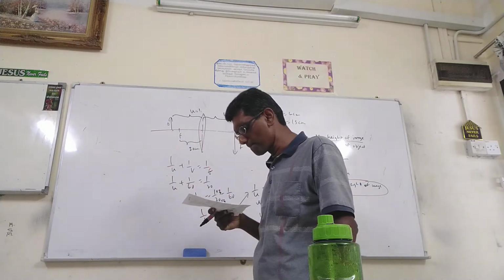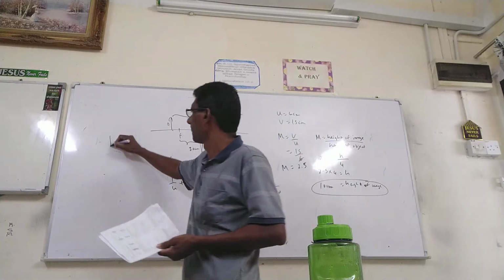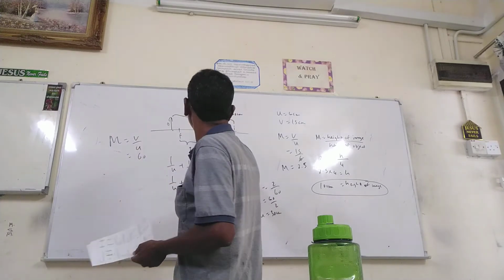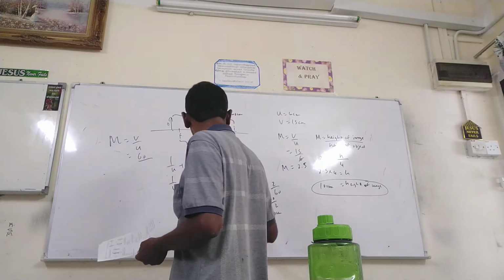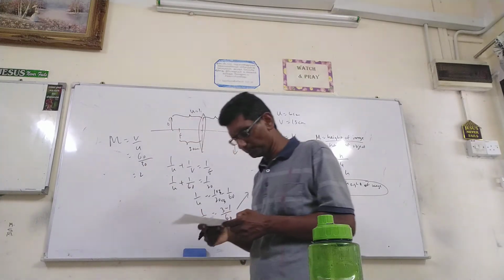Question number 14. Determine the magnification. The magnification is very simple: v over u. V is 60 cm, and u we just found is 30 cm. So the magnification is 2.